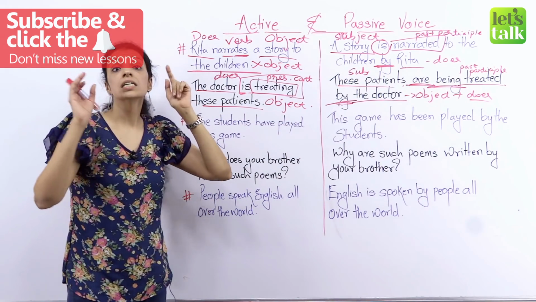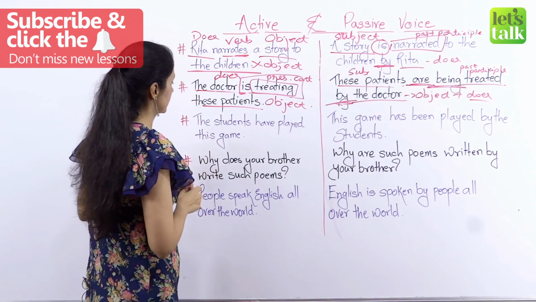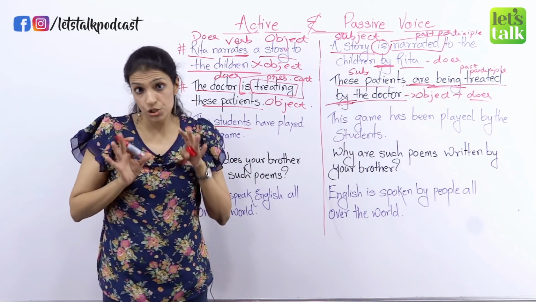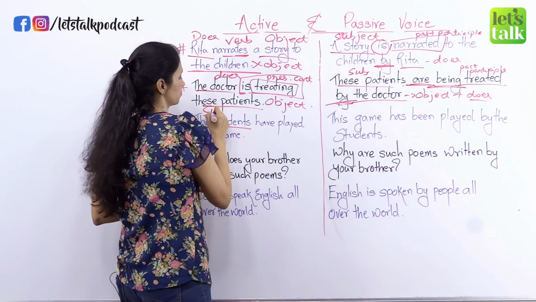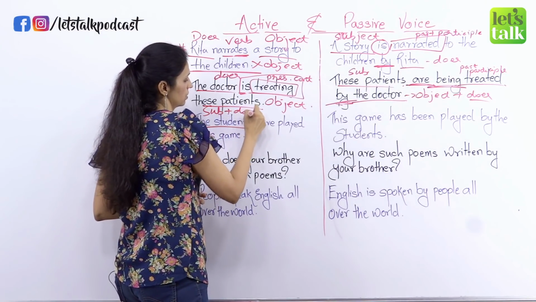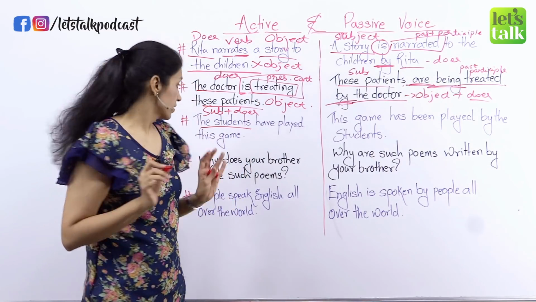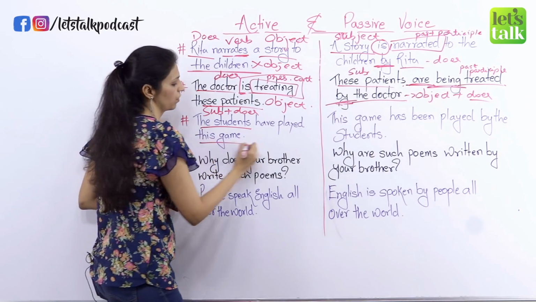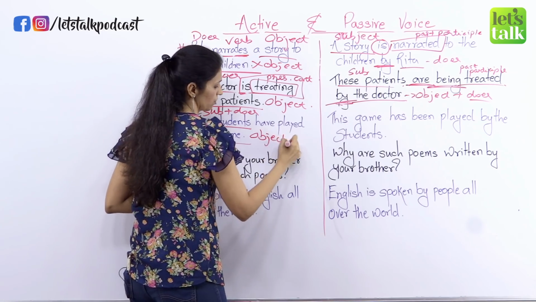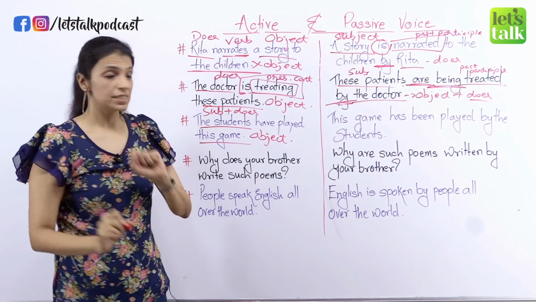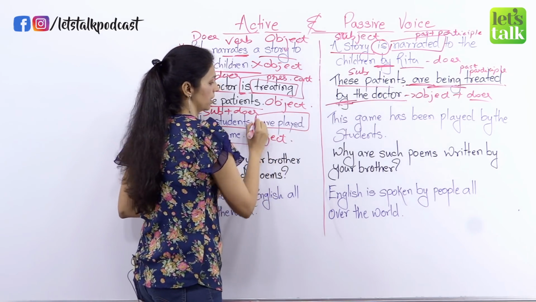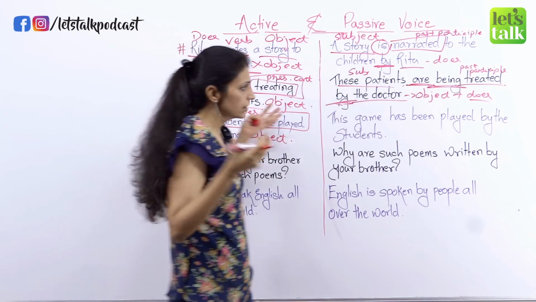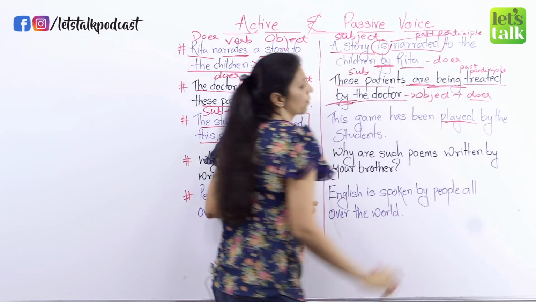Oh, we have a present perfect tense. The students have played this game. Students are doing the action, subject plus doer, okay. Doing what? What are they doing? Okay, they've played what? The game, object, okay. The tense is present perfect, have played. Now, played is already in the past participle. Great, the job is done here, okay.